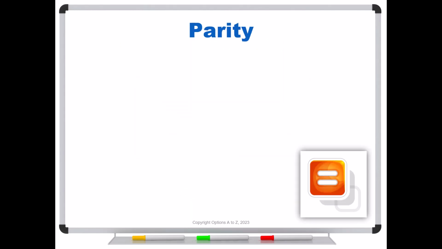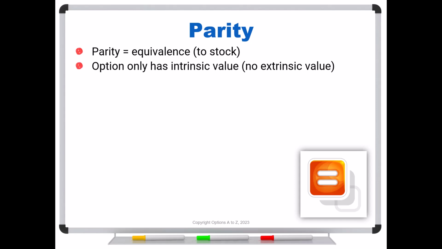Let's start off with the definition of parity. Parity is just a fancy word for equivalence. And in the options market, what we're saying is that it's equivalent to stock. Or in the case of a put option, it could be equivalent to short shares of stock. Those options are behaving just like shares of stock once they're trading at parity. So remember that this condition will arise when the option only has intrinsic value, in other words, no extrinsic value.